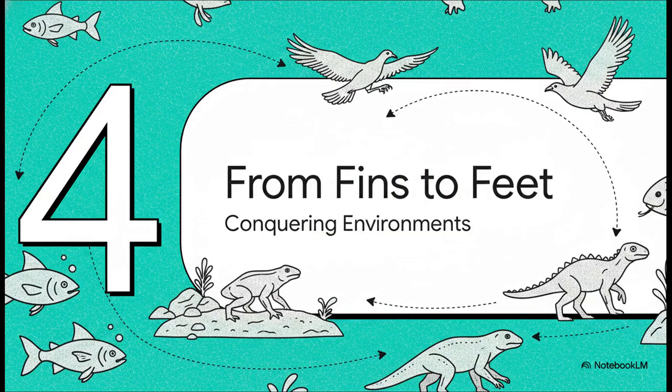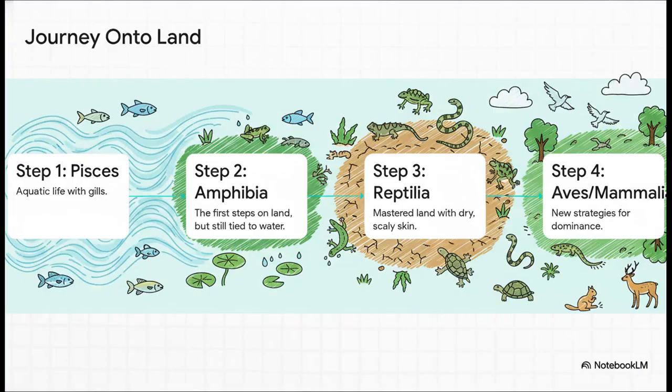Now, if the story of the non-chordates was all about building more complex bodies, the story of the chordates is all about conquering new environments. It is an incredible saga of adaptation, a journey that starts in the water, moves onto the land, and finally takes to the air. And you can literally watch this journey unfold in steps. Step 1, it all starts in the water with the fishes. Step 2, amphibians make the first big move onto land, but they're still tied to the water to have their babies. Step 3, the reptiles finally master the land thanks to their waterproof scaly skin.